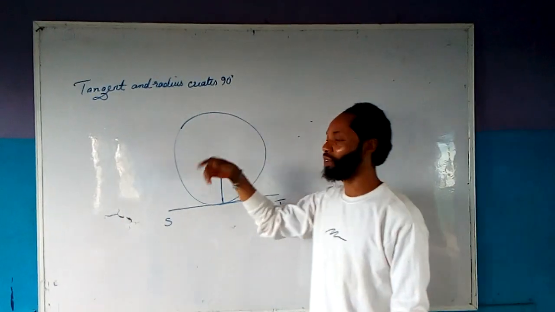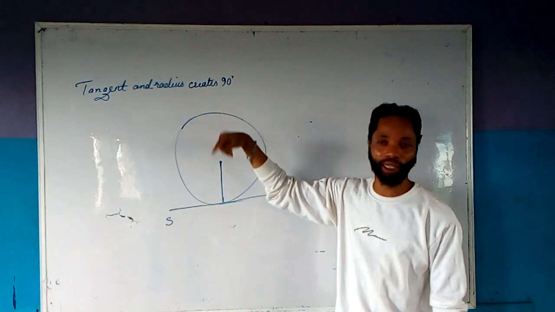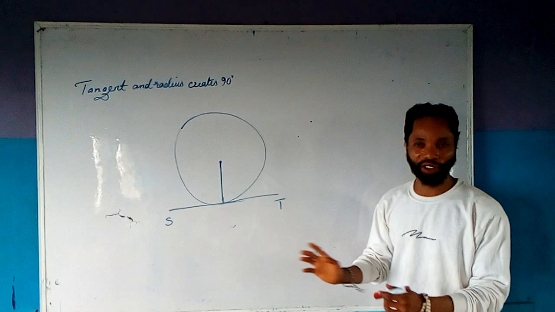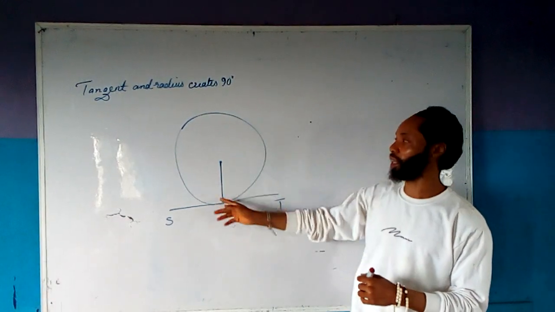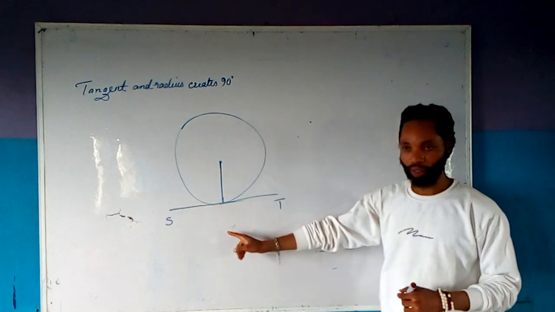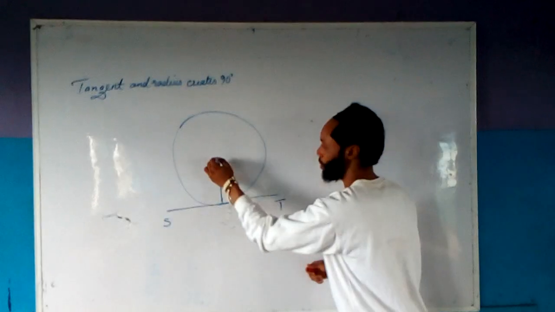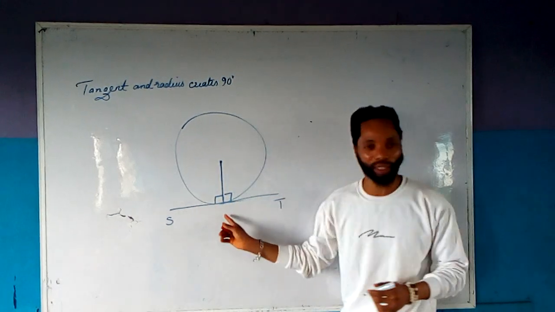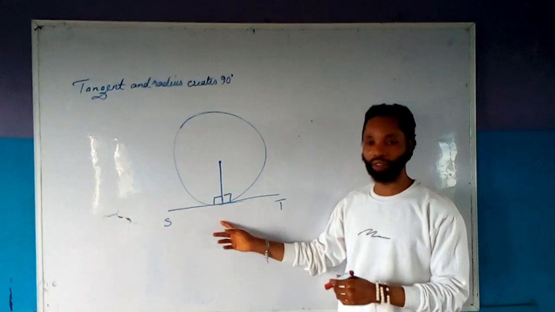Okay, now we have another theorem that says tangent and radius create a 90 degree angle. When a tangent line meets a radius, it automatically creates a 90 degree angle. This can also happen for a diameter, but a diameter is two radii. Remember, where ST is a tangent line, the radius meeting it automatically creates a 90 degree angle. That's something we always want to remember.